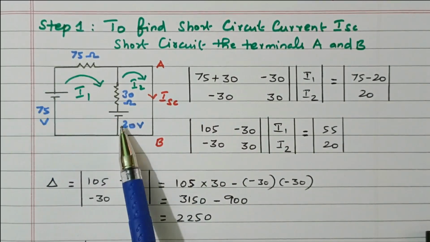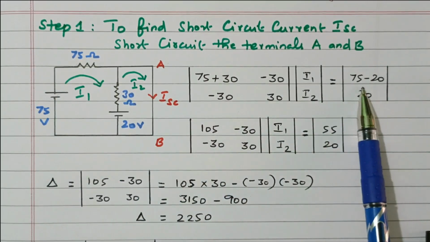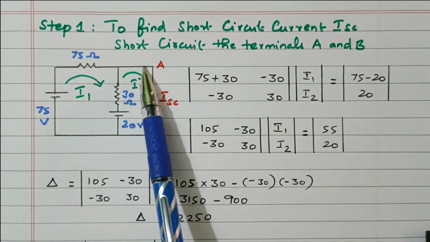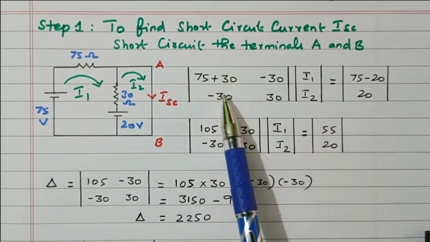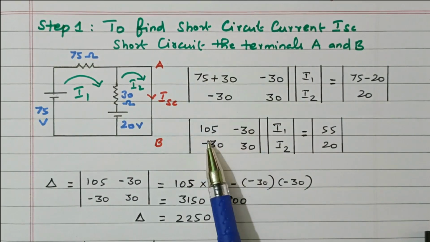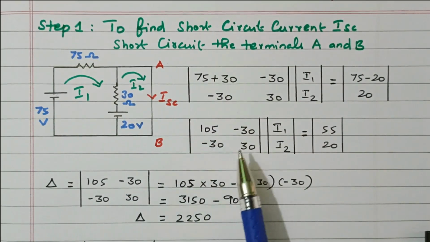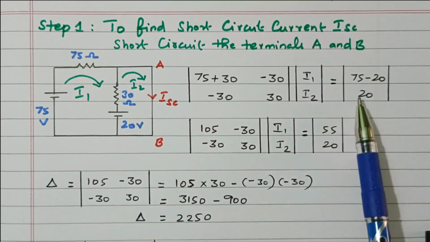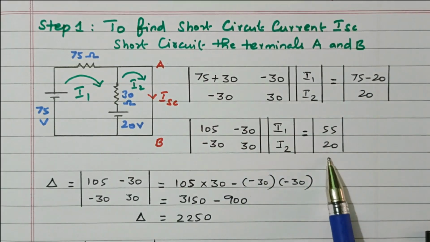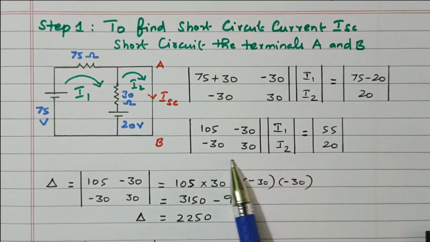Both sources are connected in opposite, so 75 minus 20. In the second loop, only the 20 V source is available. After simplification: 75 plus 30 is 105, minus 30, minus 30, 30, times I1, I2, equals 75 minus 20, which is 55, then 20. So this is the form.